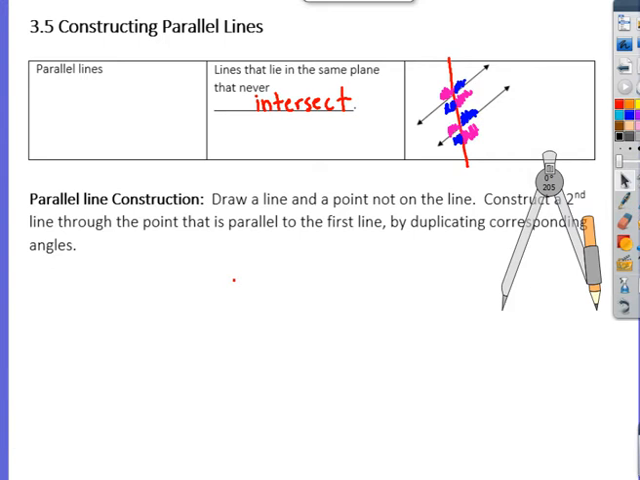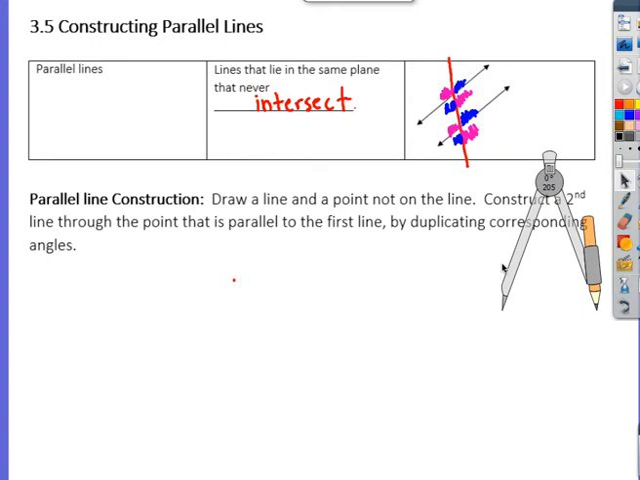It's gone. I want to, like it says, draw a line and a point not on the line, and then construct a second line through the point that is parallel to the first line. I'm doing that two ways. One, by duplicating corresponding angles on this slide. The other is going to be duplicating alternate interior angles on the other slide.